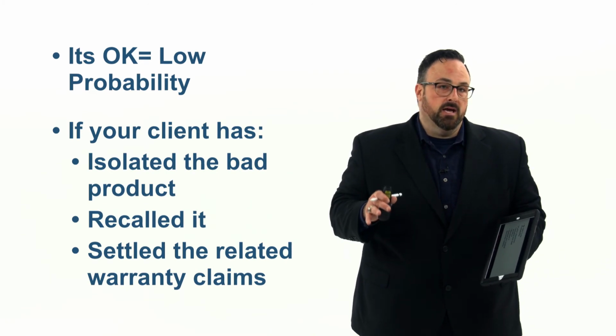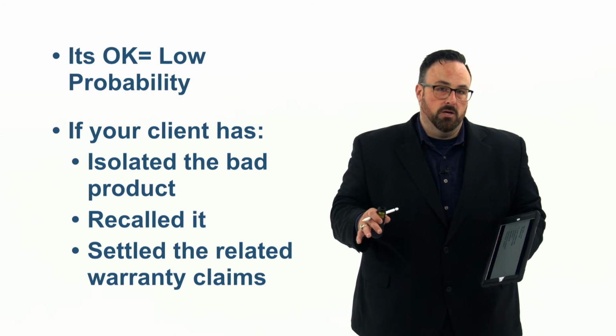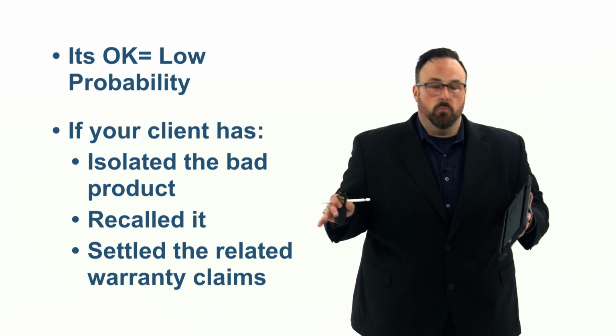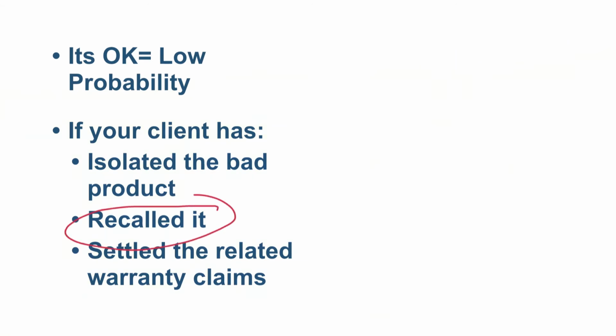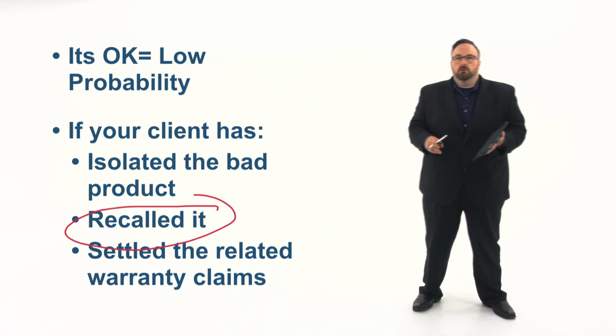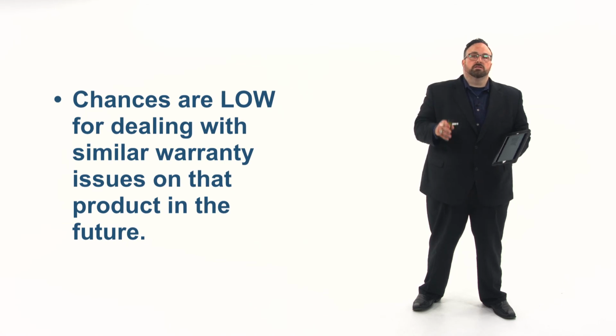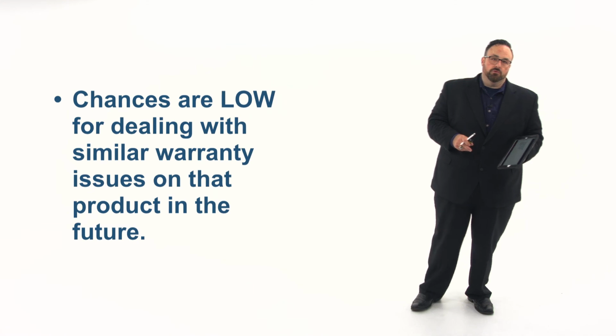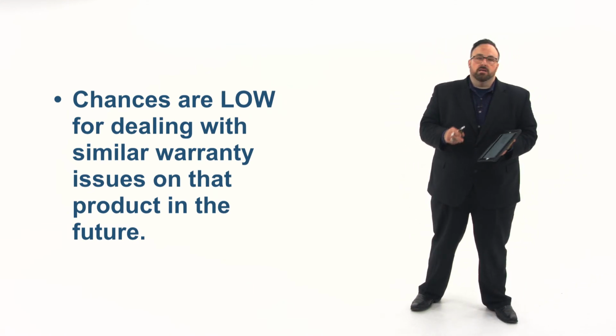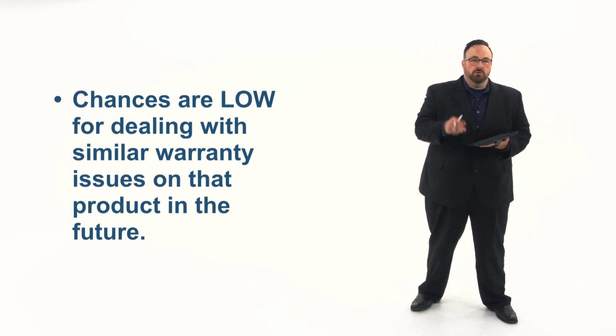If your client has isolated the bad product and actually performed what we know today as a recall, they could settle the related warranty claims outside of a legal circle or inside of a legal circle without much just cause. Still be safe. Chances, in this case, are low for dealing with similar warranty issues on the product in the future. And that is low probability, and that is the conclusion of 5.2.